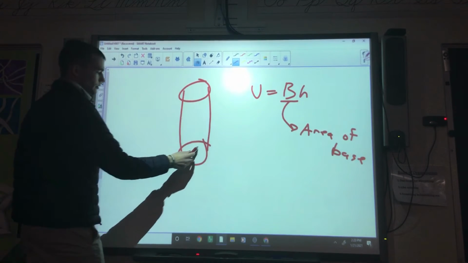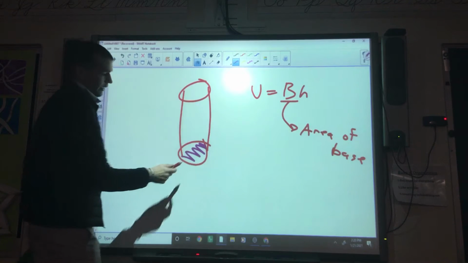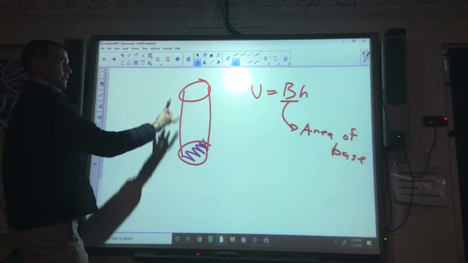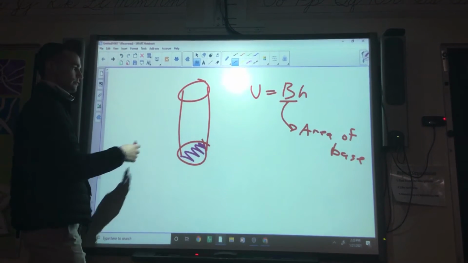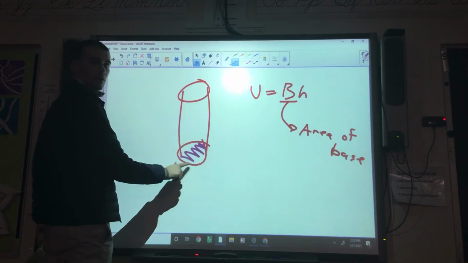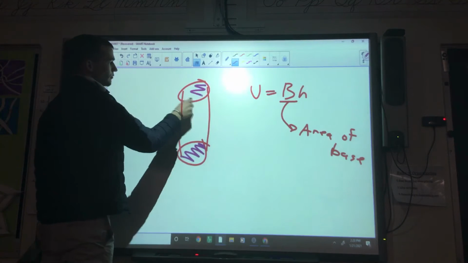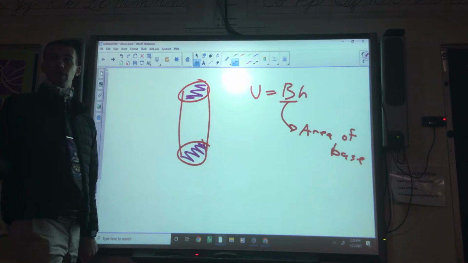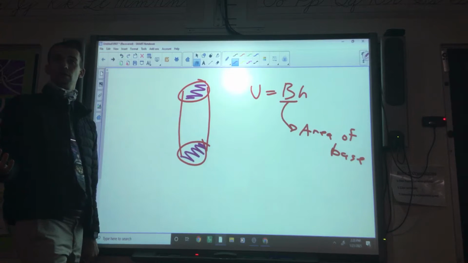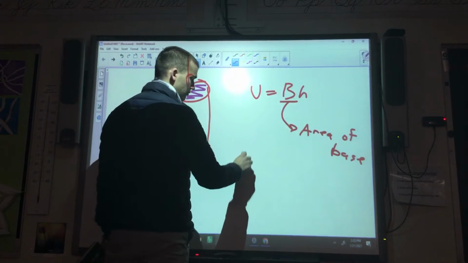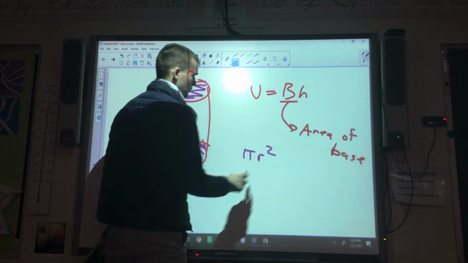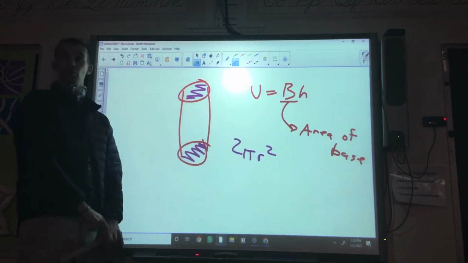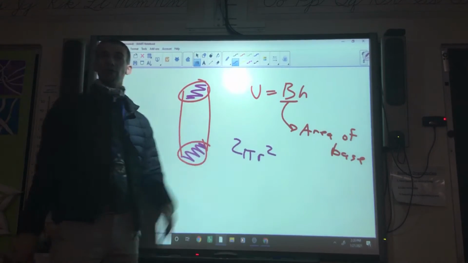For this one, it's actually a little bit more straightforward, although surface area in general tends to be a little bit more challenging. So you basically ask, what does it take to completely wrap around the surface area of the cylinder? Well, it's got one base, it's got another base. Both of those are what? How do you find the area of a circle? Pi r squared. So there's two of those, so 2 times pi times r squared.